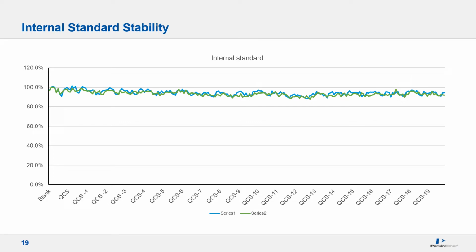The internal standard was added within the valve and was at an initial concentration of 20 ppm yttrium. The internal standard recovery was stable throughout the run, as you can see in the graph on this slide, with less than 10% change throughout the entire analysis.